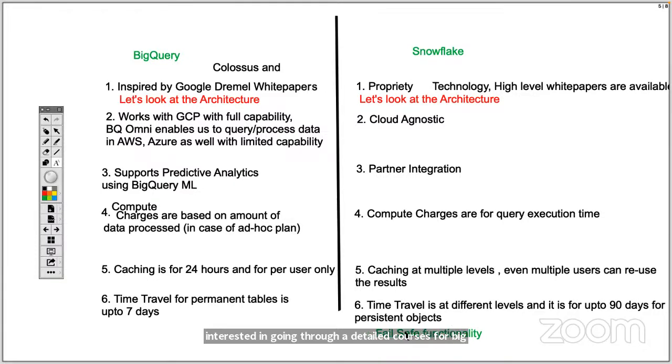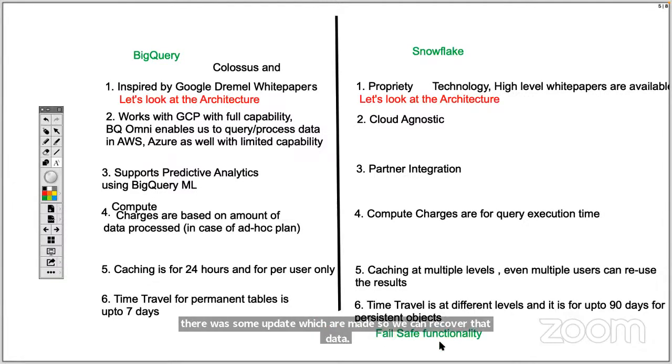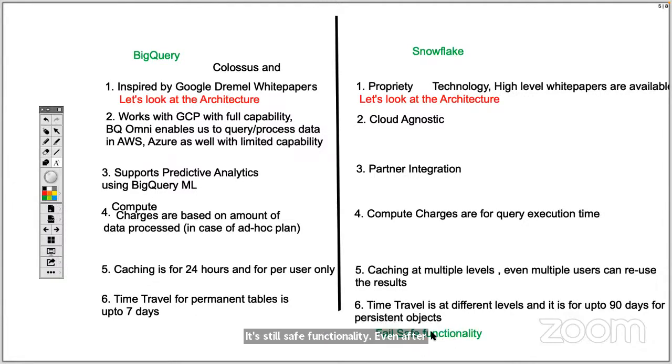What I'm sharing with you right now is another important thing, which is fail-safe functionality. Fail-safe means that if the time travel period is over, say 90 days are over, and you want to recover some data, then we get an additional 7 days and we can ask Snowflake support to retrieve our data, which was deleted by mistake, or where some updates were made. So we can recover that data. It's fail-safe functionality, even after the time travel period is over. We get an additional 7 days, and this is done by Snowflake support. You cannot do it yourself, but Snowflake support can help you.